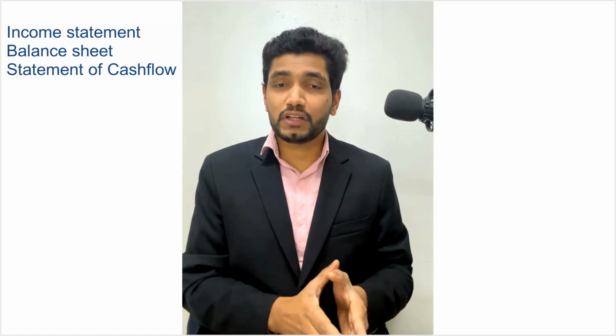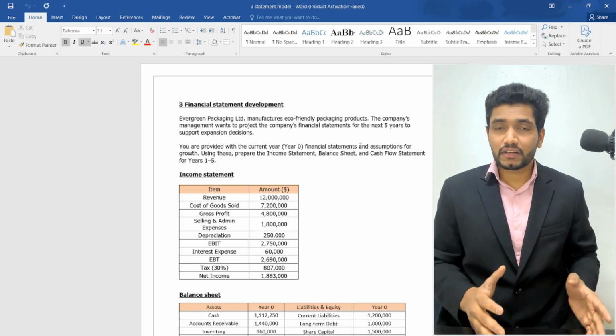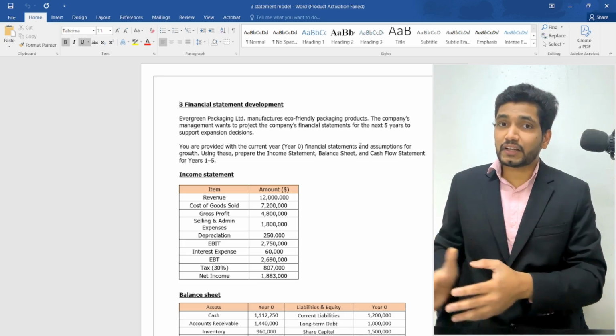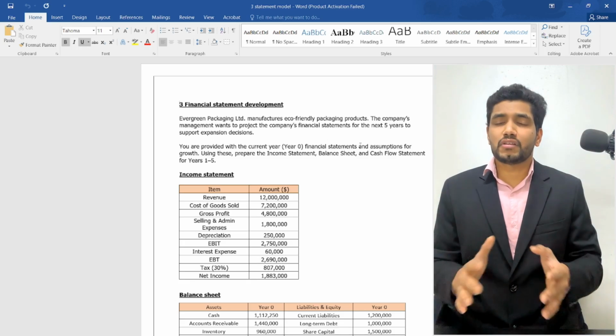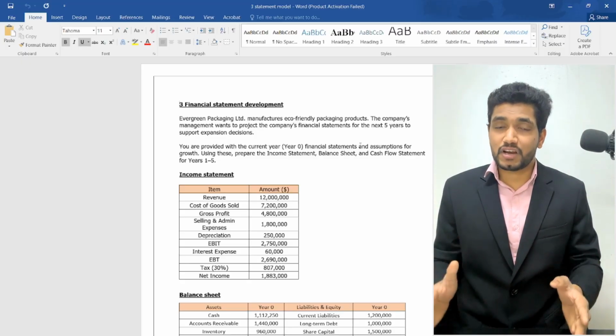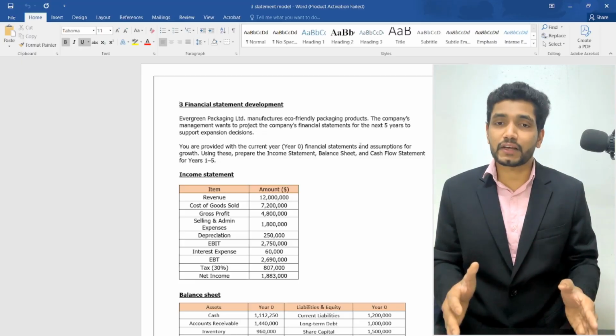In this tutorial, we are going to do a comprehensive financial modeling which will prepare the financial statements for the next 5 years based on some assumptions. This exercise will definitely help you understand the different financial statements, especially the income statement, balance sheet and the statement of cash flow, and also the relationship between these three financial statements. Where these three statements are interlinked and how they are connected to each other. Through this exercise, you can definitely understand how these three statements are connected.